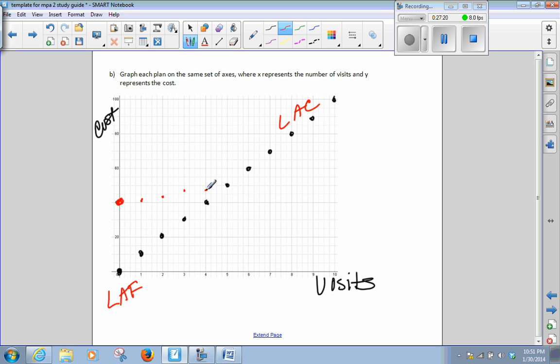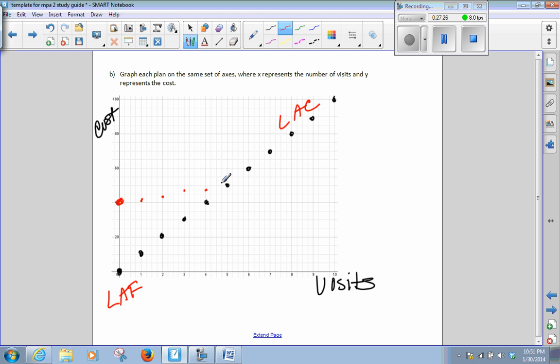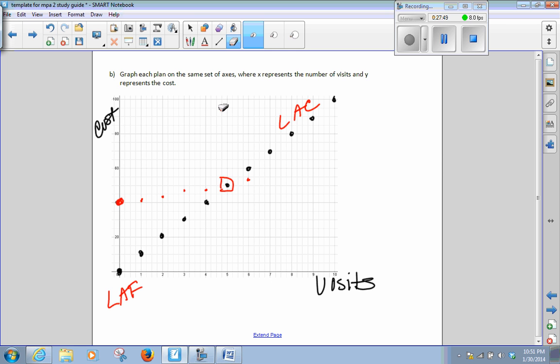4. 5 visits would be 50. And because this ends up being the same point, I'm going to do this right here because 50 shows up along the LAC and the LA Fitness one. So then I'm going to keep graphing. So 6, all my little points on my graph. Oh, oops. Let's see. 7 was 54. 7 should be a little bit here. And 56, 58. I think I got it.